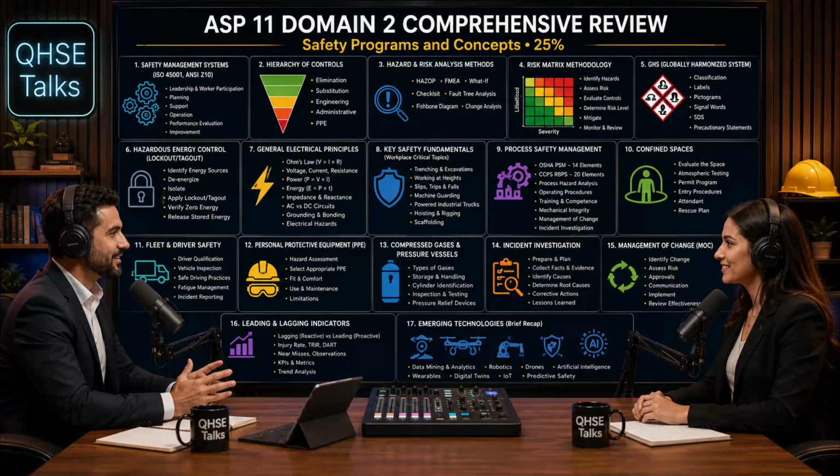LOTO is arguably one of the most vital administrative controls in existence. Its entire purpose is to protect workers from the unexpected startup of machinery or the release of stored energy during maintenance. And it has specific requirements. Yes, it requires the employer to develop a written energy control program, create equipment-specific procedures, and provide standardized locks and tags.